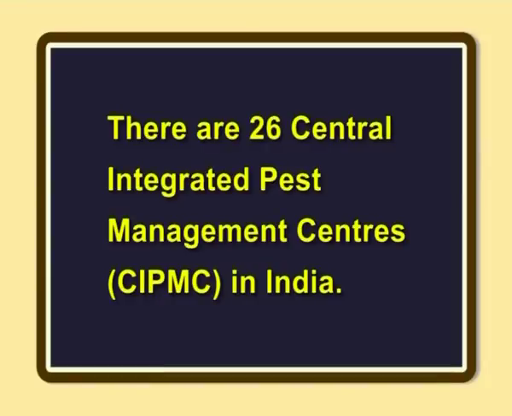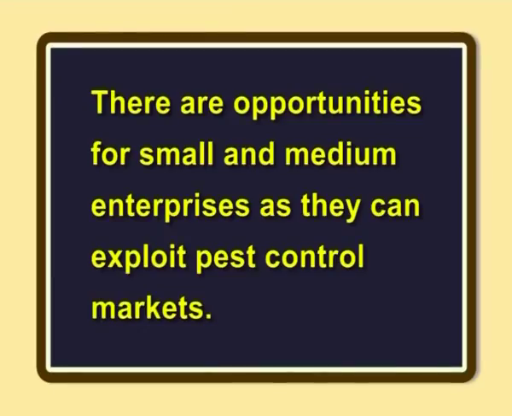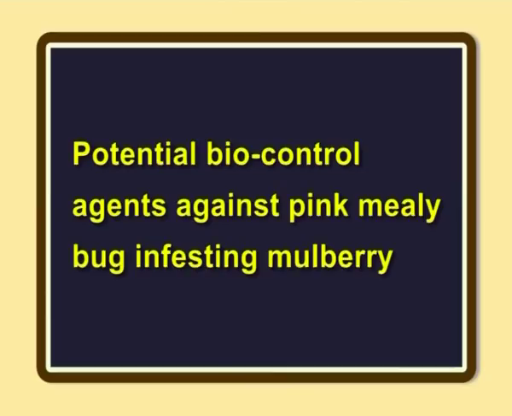There are 26 Central Integrated Pest Management Centers (CIPMC) in India, in different states, to produce biocontrol agents, including biopesticides, for augmentation. Still, availability of bioagents, especially at the local level, is a major constraint in promoting biocontrol. There are opportunities for small and medium enterprises as they can exploit pest control markets.